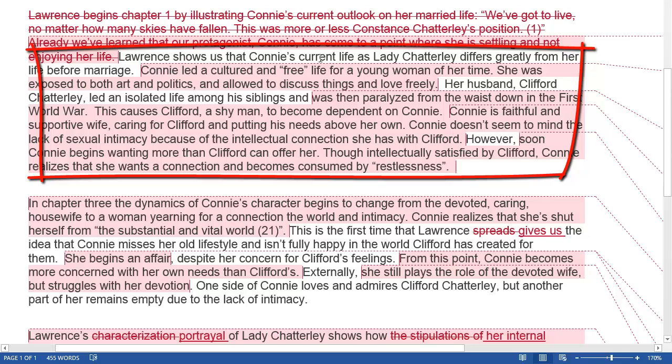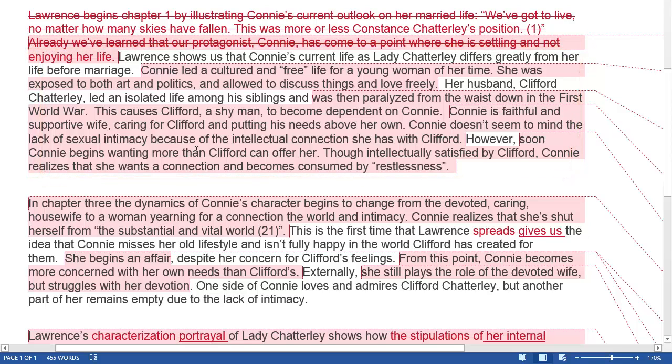Lawrence shows us that Connie's current life as Lady Chatterley differs greatly from life before marriage. Okay, so that's what happens. Dynamic characters change. So Connie led a cultured and free life for a young woman of her time. She was exposed to both art and politics, and allowed to discuss things freely and love freely. Okay, so that's before. Her husband Clifford Chatterley, and this might be the part that she could cut out, but for now we'll just read it.